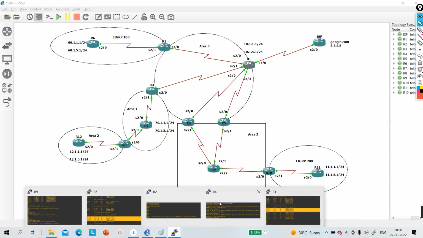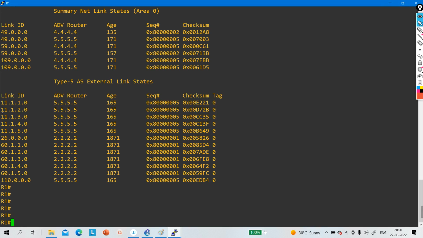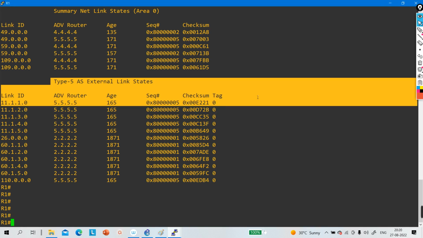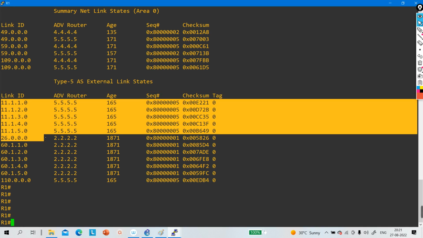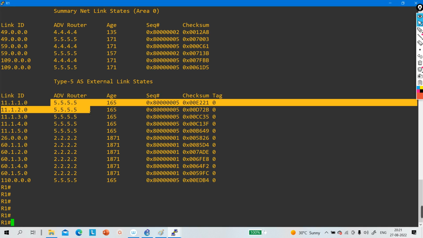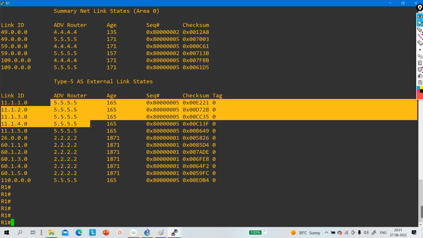Now you can verify the database of router 1 and see there are LSA 5s because LSA 5 is allowed in the backbone area. This is a standard area. By default all areas are standard areas, right? So here you can see these are the prefixes. Who is advertising this prefix? Who is advertising this LSA? Router 5. But is router 5 the actual forwarder?